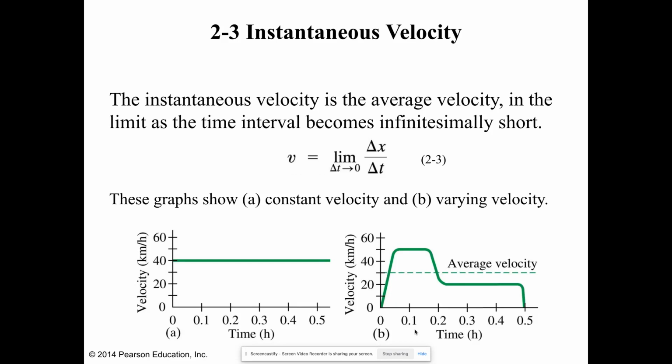Well, I just now looked at the time. So they're traveling for a half hour here. Very rarely will you see something like this. This is a constant velocity. When you graph a constant velocity, it's a flat line. This is a varying velocity.